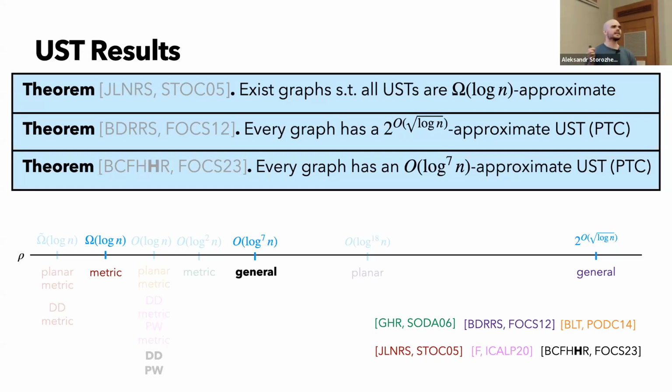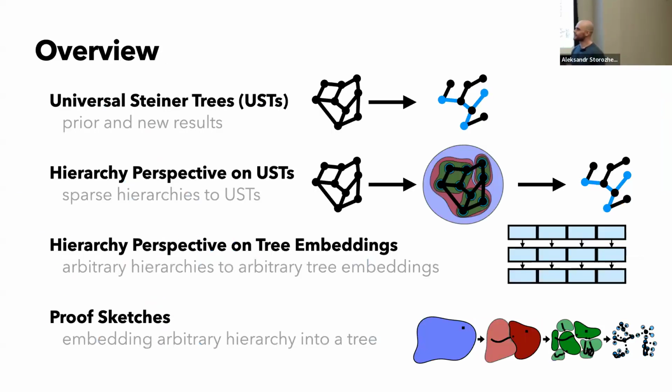Yeah, like independent arrivals of terminals. That's a little pet problem of mine that I'm going to need to give to somebody to solve. Trying to get a constant for that version. Okay, so this is the status of the universal Steiner tree.